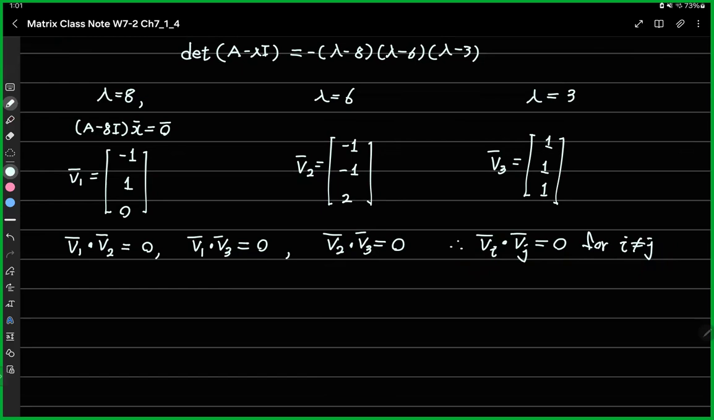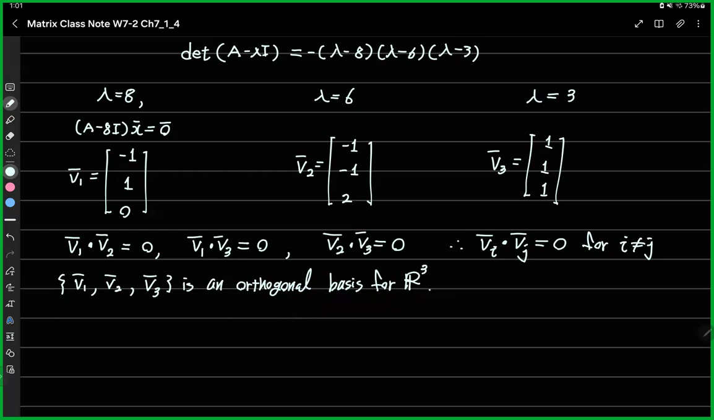And also V1, V2, V3 are linearly independent too. None of them is a scalar multiple of the other vectors. So you can say V1, V2, V3 is an orthogonal basis of R3.